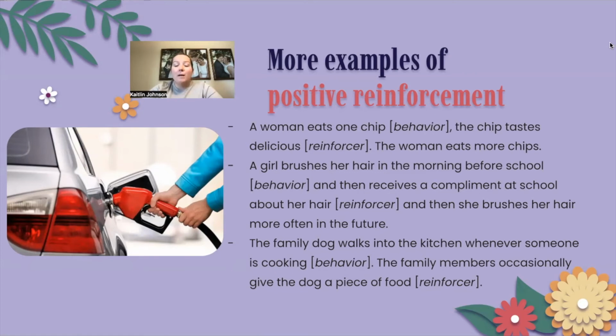Last but not least, the family dog walks into the kitchen, and whenever someone is cooking, the family members occasionally give the dog a piece of food. They're adding in the piece of food, which is going to increase the likelihood that the dog is going to be going into the kitchen when someone is cooking. So those are all examples of positive reinforcement.